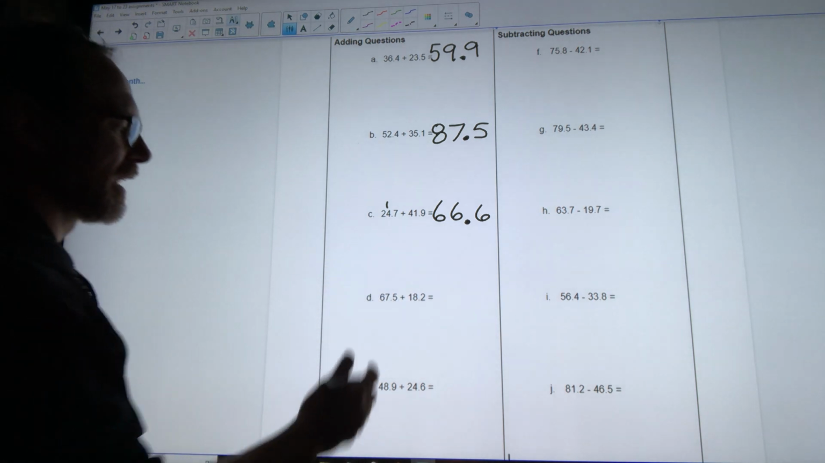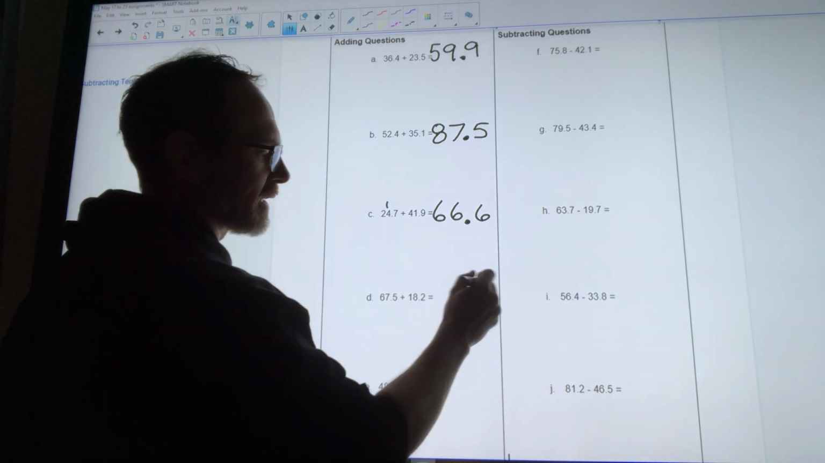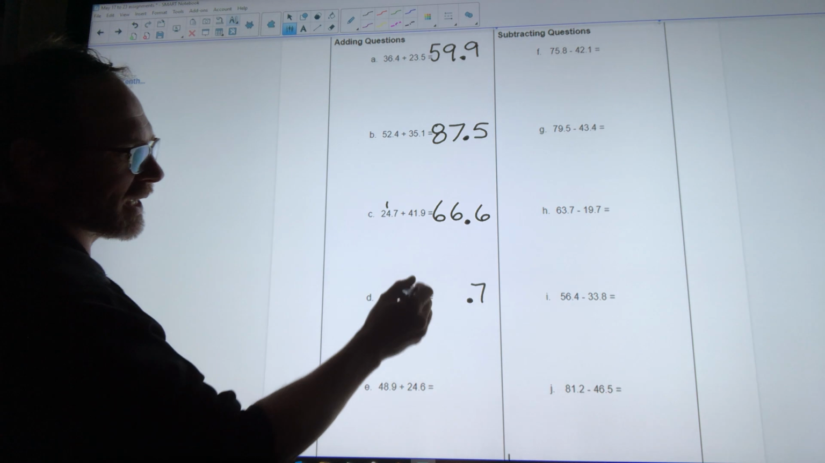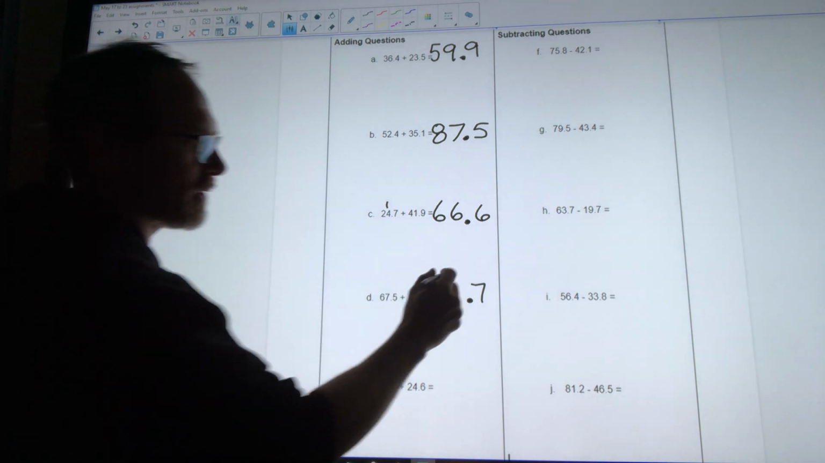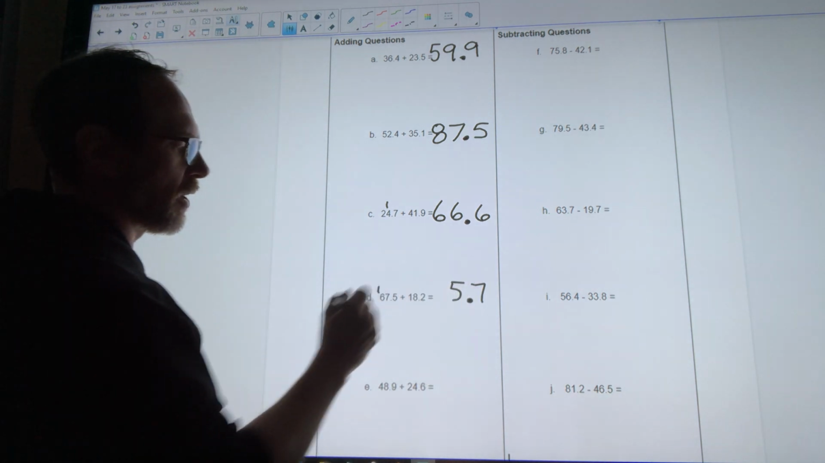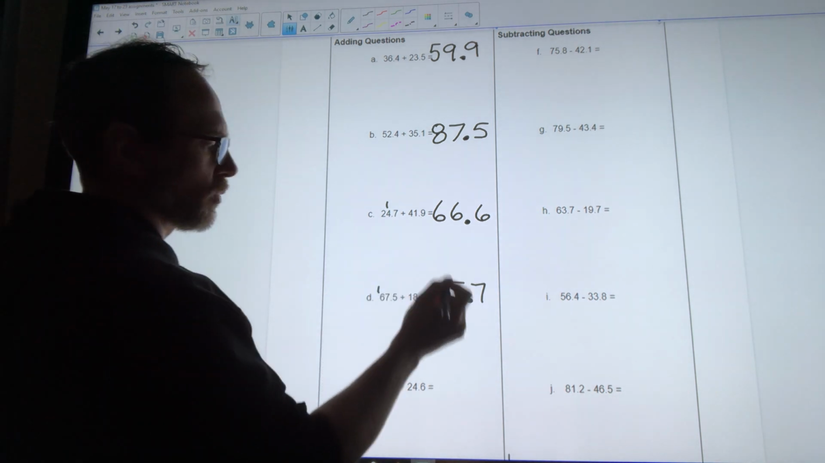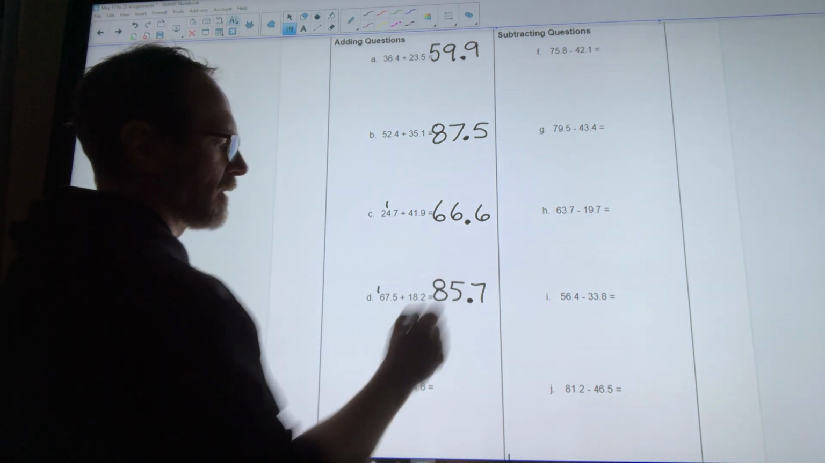For D, I have 5 plus 2 in the tenths place. I have 7 plus 8 in the ones place, so that's 15. I'm going to put a 5 here. I'm going to carry 1 over to the tens. Then 1 plus 6 is 7. 7 plus 1 is 8. 85.7.